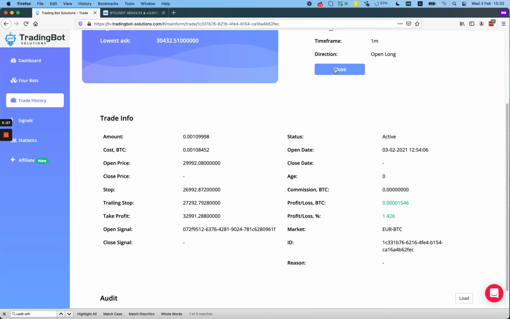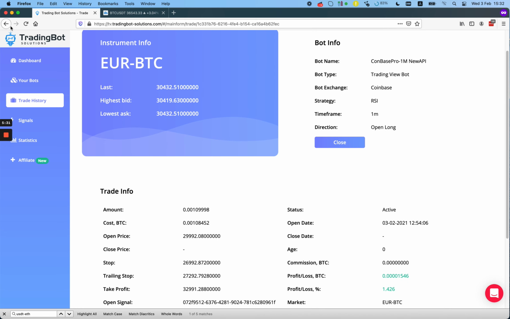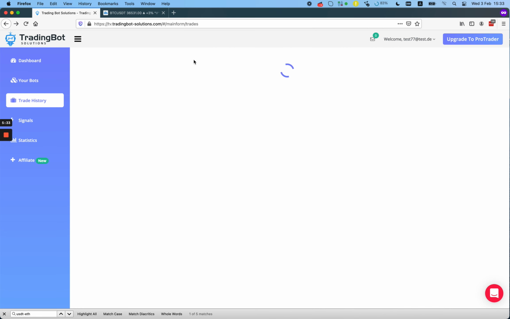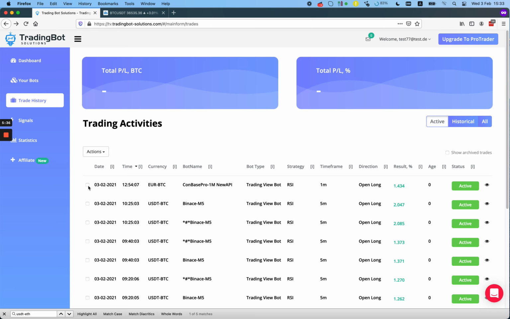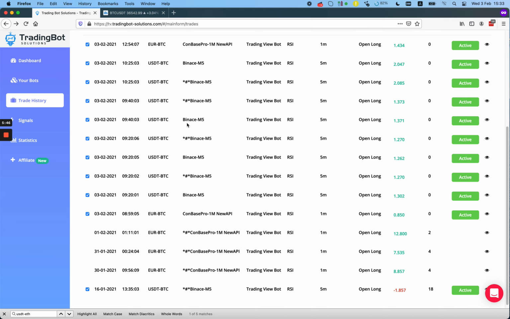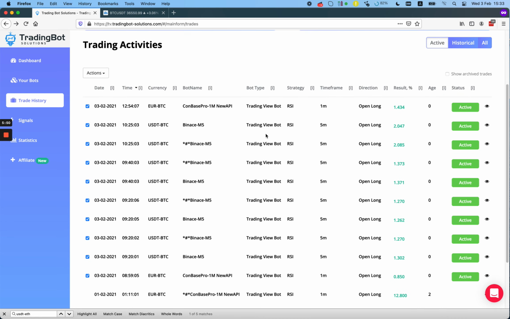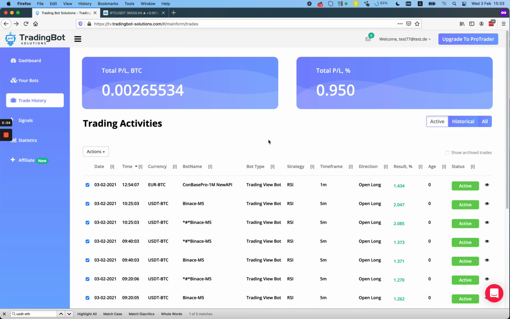And here is the close button. I could just click on it and close the trade if it would be needed. If there is any emergency, whatever, you could go ahead and say select all and then say close selected. So this will close all your trades. This is basically the emergency button. If you are, I don't know, panicking, you think everything will drop, you could do that. It's not recommended, but you could do that.